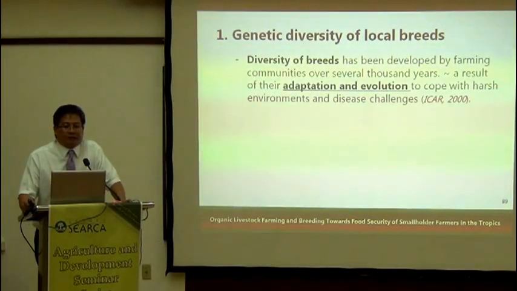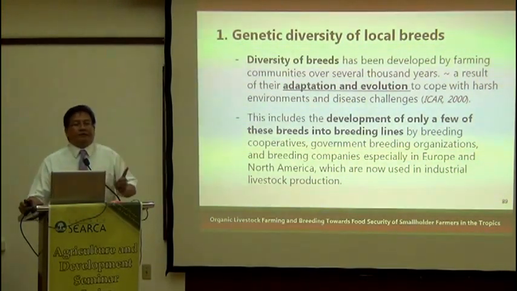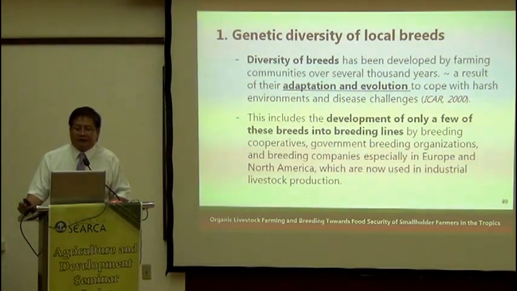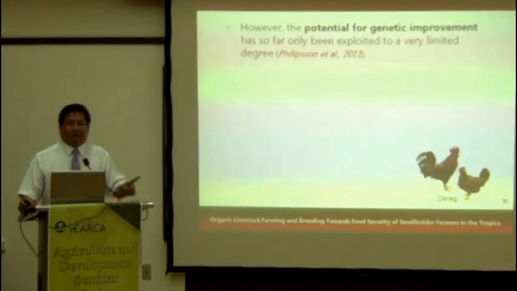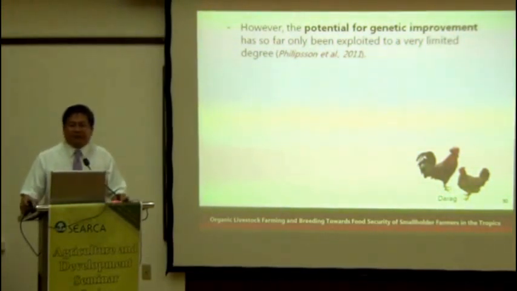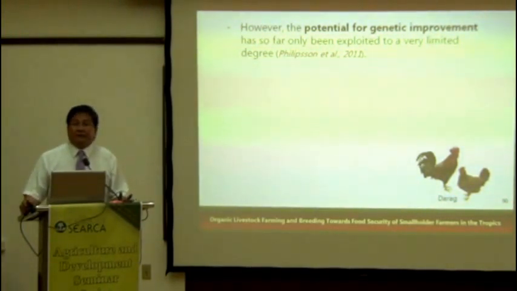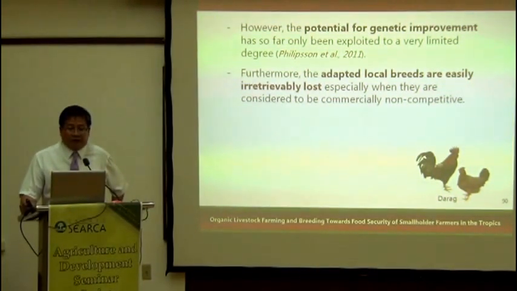Theoretically, this diversity was brought about by evolution, adaptation of these animals. In fact, this would include the development of a few breeds into breeding lines. These were done mainly by breeding cooperatives, the government breeding organizations, and breeding companies, especially in North America, Canada, and Europe. That's why we have these industrial breeds being used in animal production. However, for us geneticists, it has also been emphasized that the potential for genetic improvement has been exploited only to a very limited degree. But it can still be done. And furthermore, the sad part here is that the adapted local breeds that we have could easily be irretrievably lost.